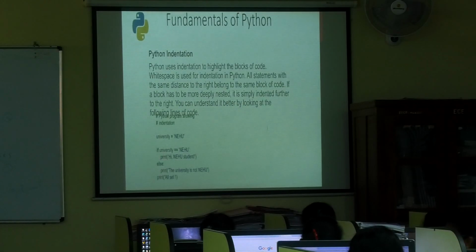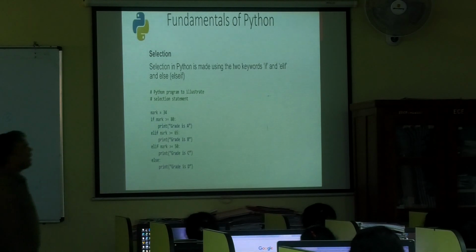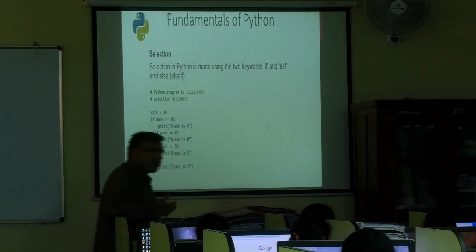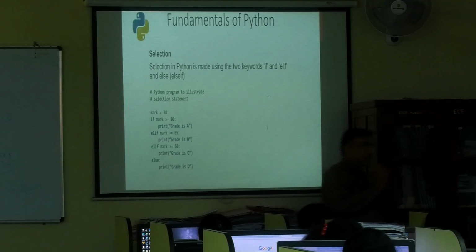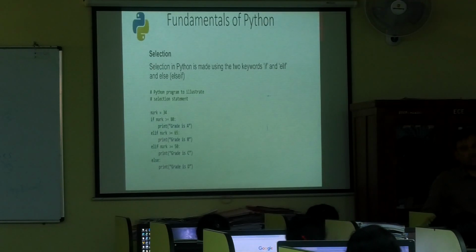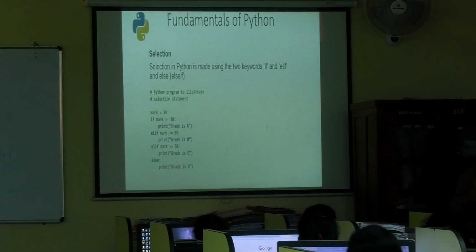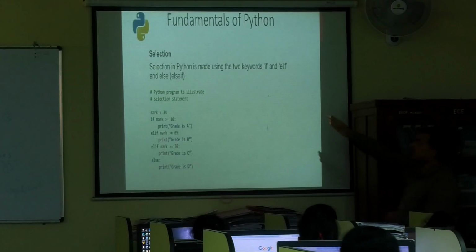Then Python indentation will be there, and selections. Selection in Python is made using two keywords. How are we going to select? Like you want to design a program for 60 students, to create results. You can say if the person has 60% it is first class, then 60 to 50 second class, then less than 50 third class. Likewise conditions will be there; that is selection.